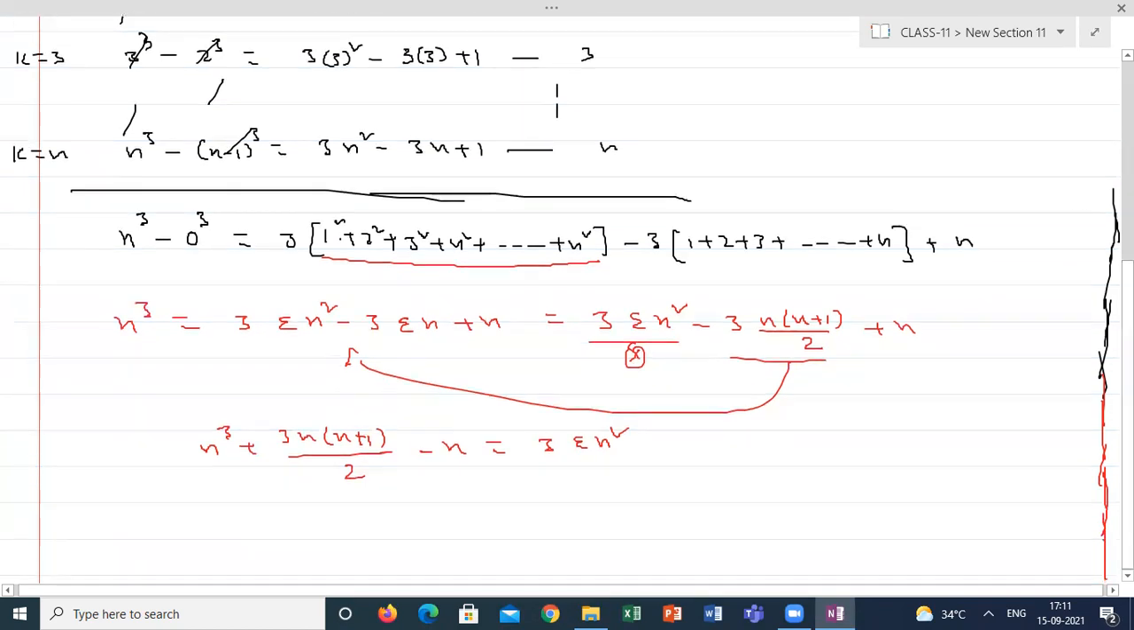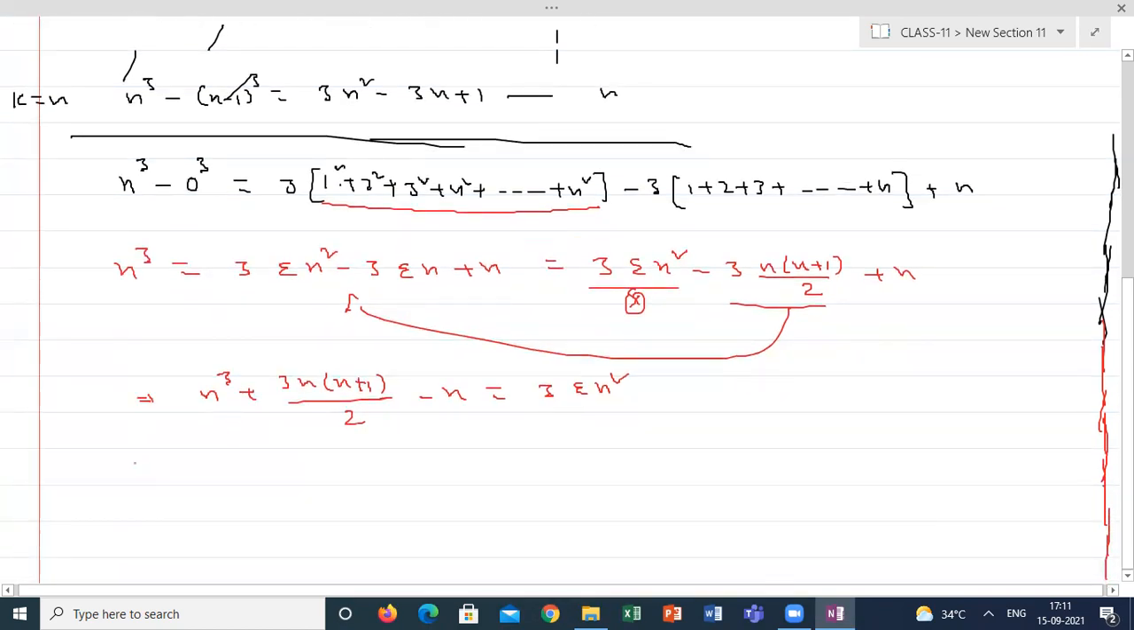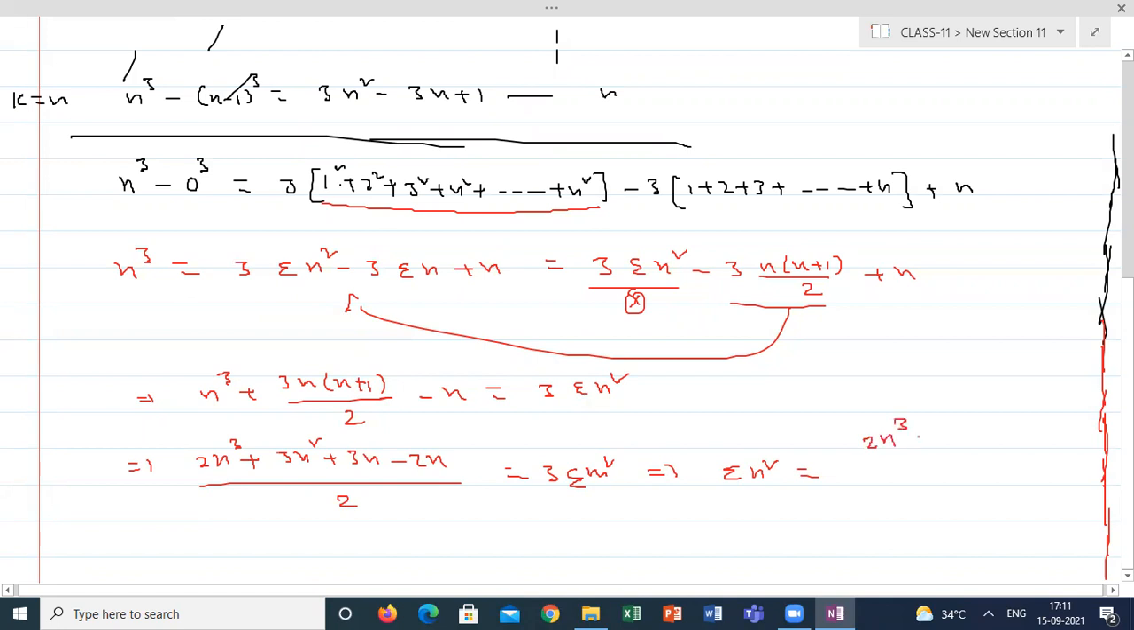So if I take the LCM and do all the work, what will I get? n cube plus 3n square plus 3n minus 2n, divided by 2, is equal to 3 sigma n square. From here, sigma n square will be equal to (2n cube plus 3n square plus n) divided by 6.